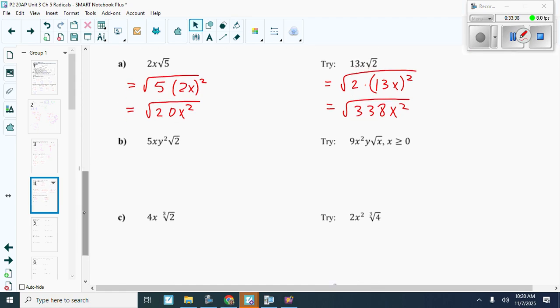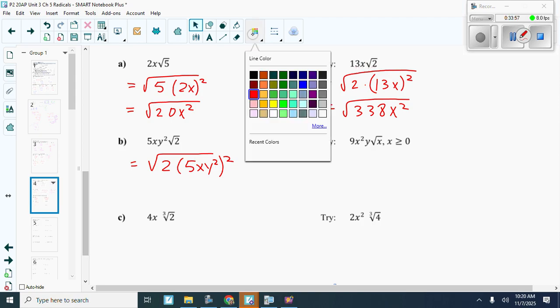So don't forget, now we're going back to grade 10 and we're doing all of your exponent laws. We're doing power of a power. So when we have this, don't forget.